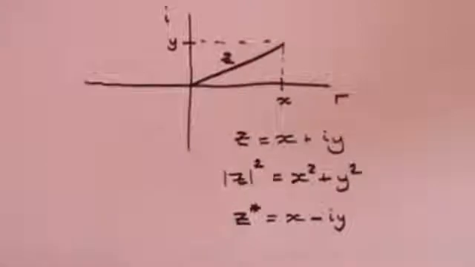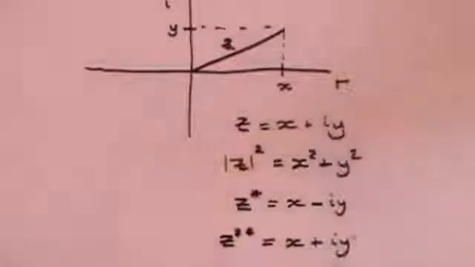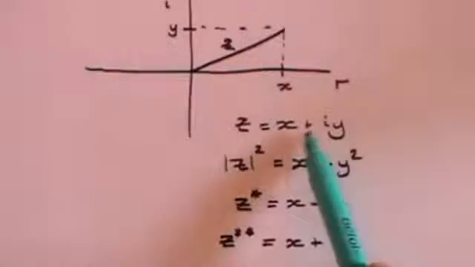And you can, I think, fairly easily see that the complex conjugate of the complex conjugate, if you do it twice, you change the sign again and you get back to where you started. So the complex conjugate of a complex conjugate is the number you started with.